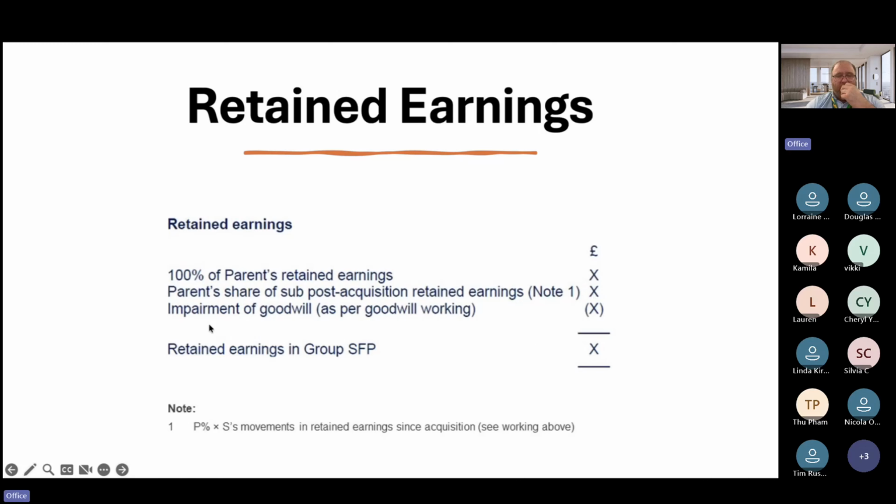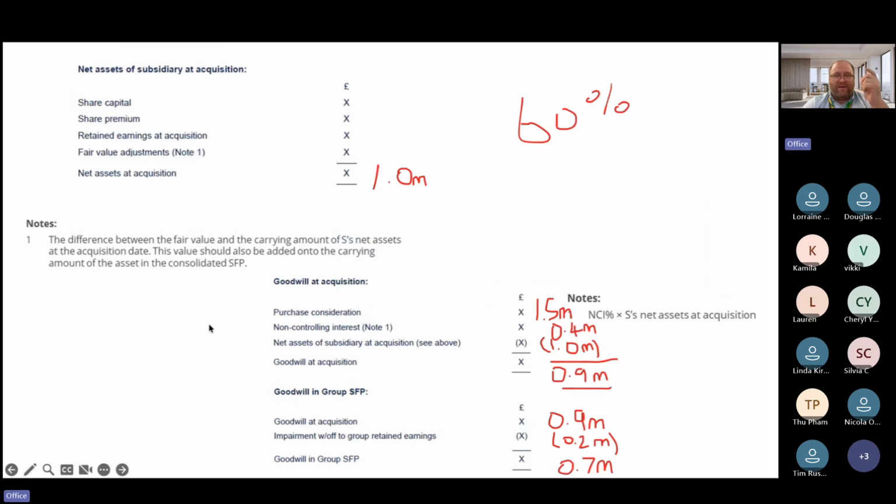So what's the parent's share of the post-acquisition retained earnings? And then we talked about goodwill earlier. When we're calculating goodwill, it's subject to an annual impairment review. If you impair your goodwill, it affects retained earnings. So the same number, the impairment, so if we go back there, you've got this impairment here of 0.2 million. That same number would appear there.